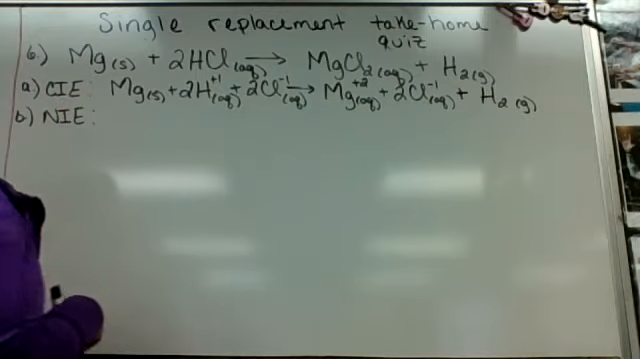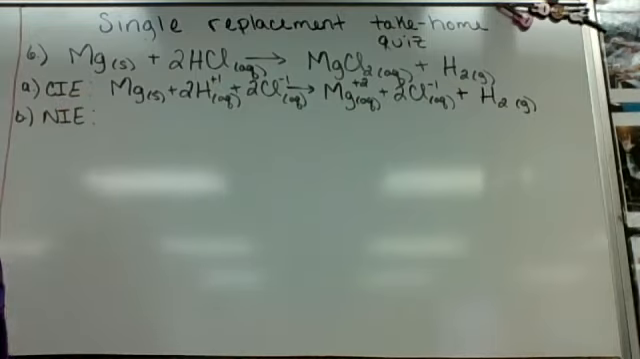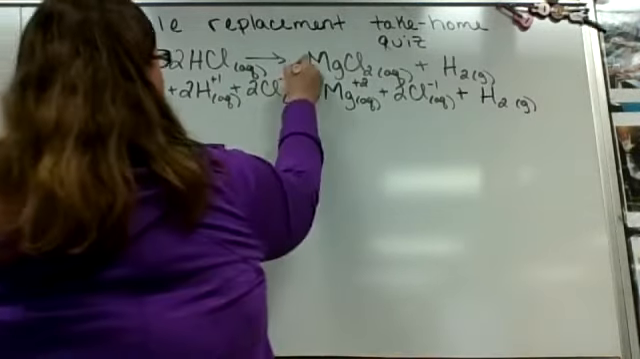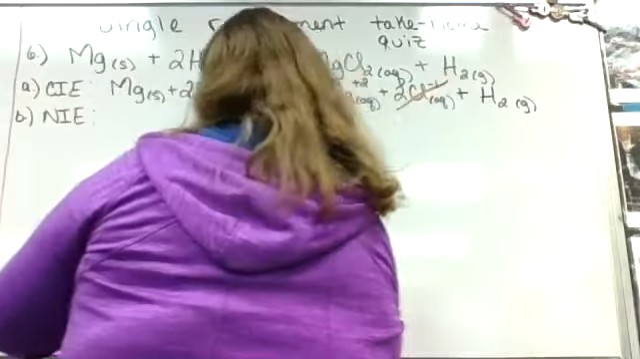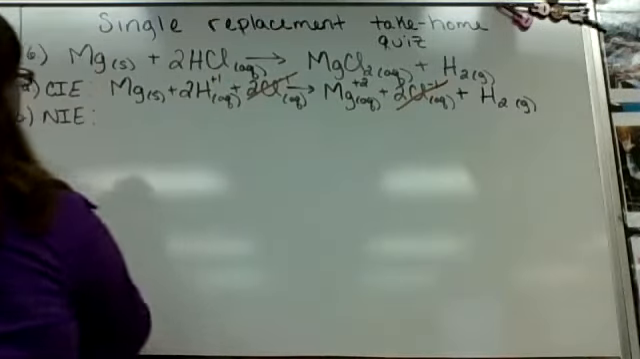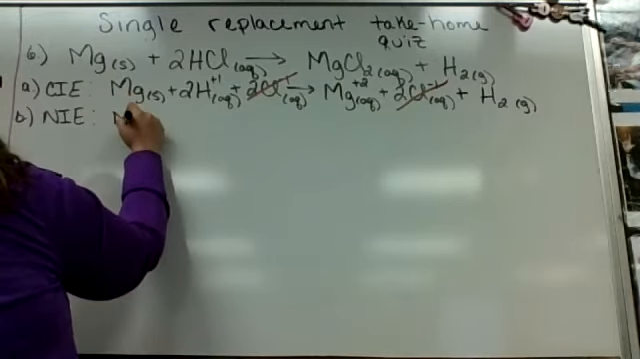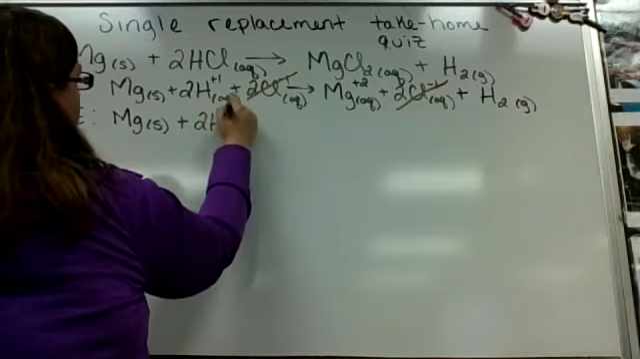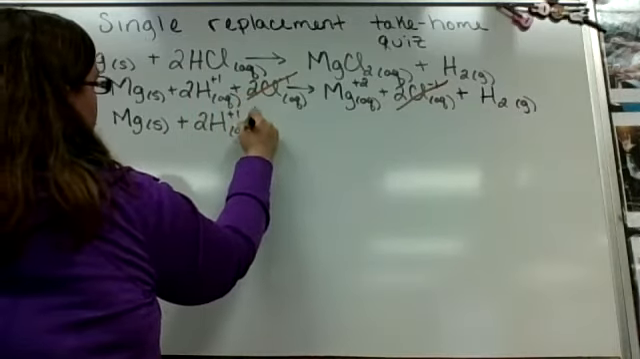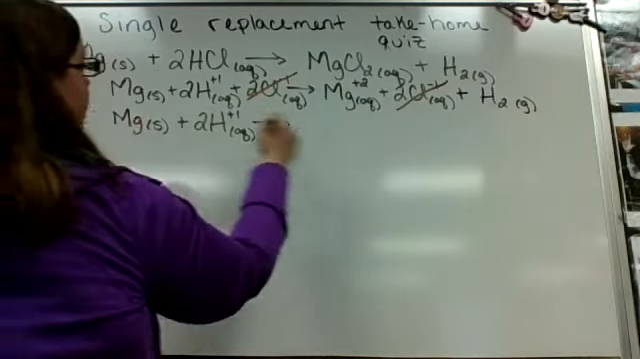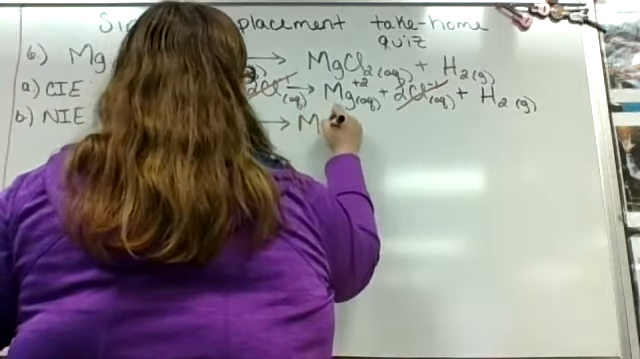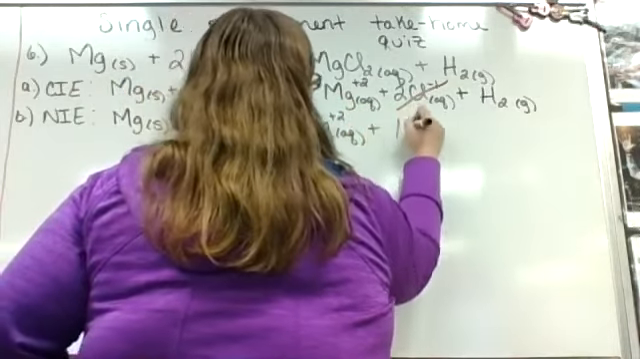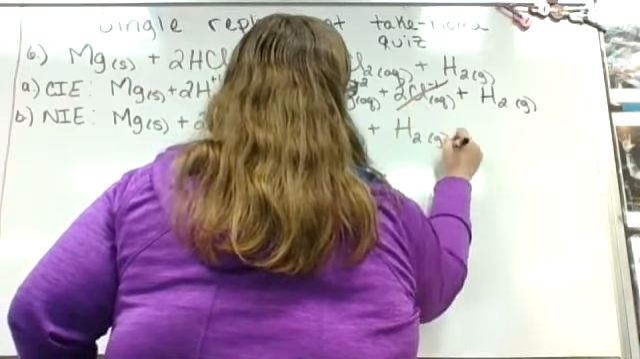All right. What's my spectator pair? Two. The 2 chloride ions. So then that ionic equation is magnesium solid plus 2 hydrogen cations aqueous yields magnesium plus 2 ion aqueous plus hydrogen.